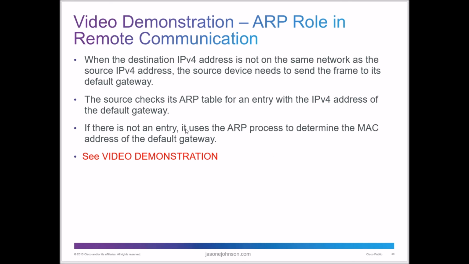And then lastly, when the destination v4 address is not on the same network as the source, the source device needs to send the frame to its default gateway. It sends it there, and then the layer 3 gets read, and then it gets forwarded on. And when it gets to the other side, it gets back into a network with ARP tables being built and MAC addresses it can use.